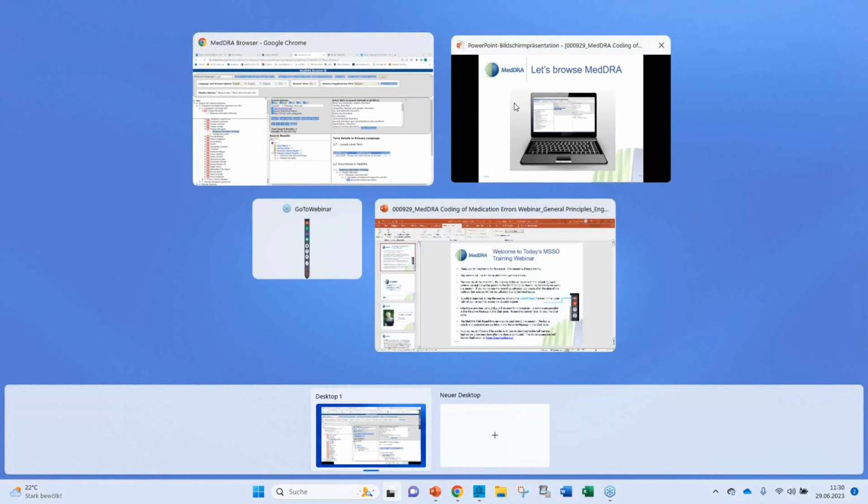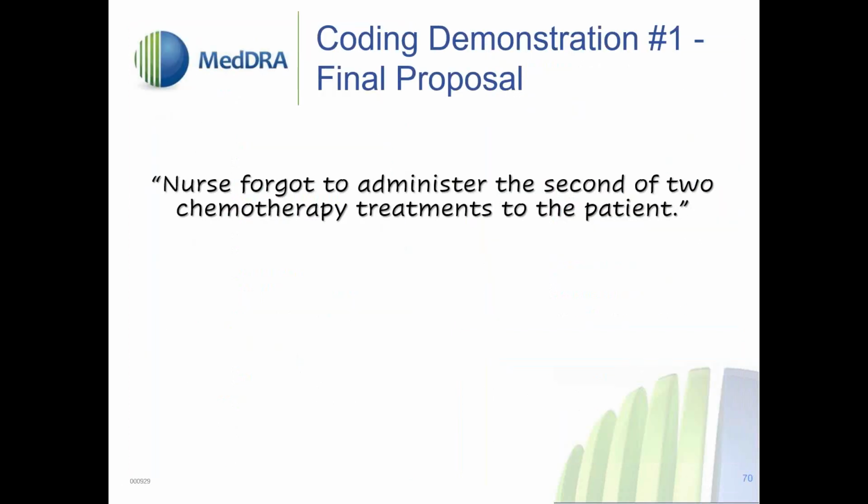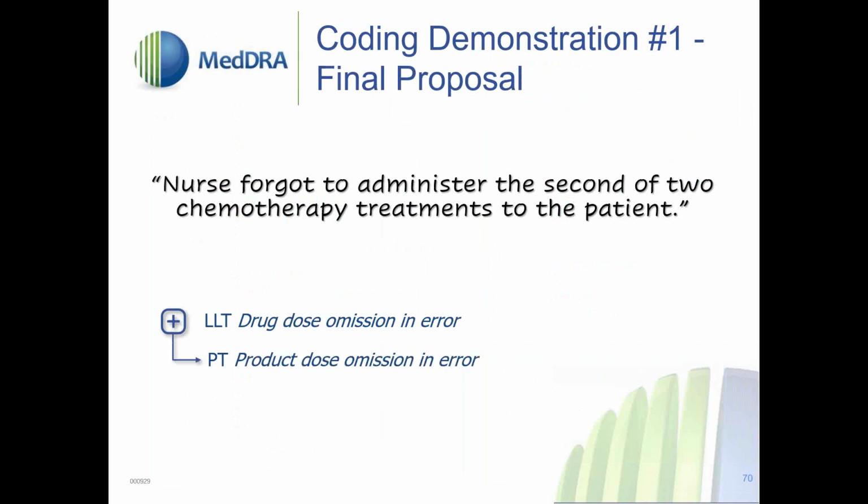Now let me switch back. This is just a reminder of what we just saw. Here the correct assignment would be drug dose omission in error. And you can see the hierarchy of the other proposed LLTs of the poll in the screenshots. So the correct term selection would be drug dose omission in error under PT product dose omission in error. And most of you voted for this term, so well done.